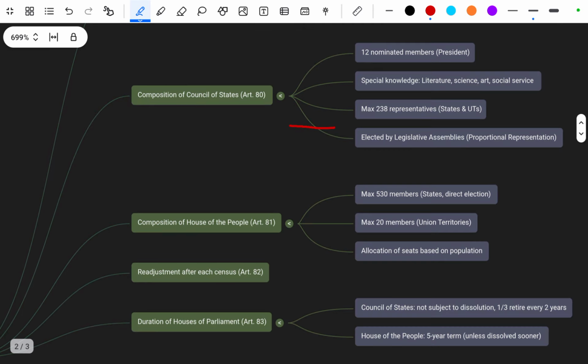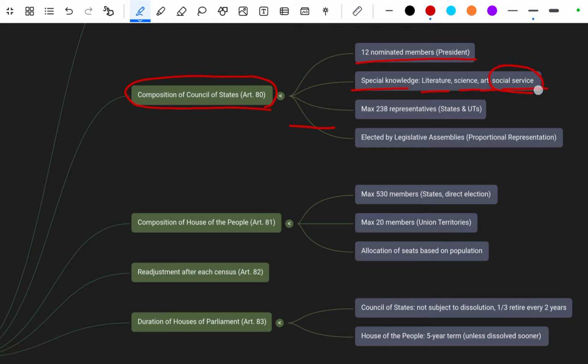Next is the composition of the Council of State, which is mentioned in Article 80. Here there are 12 members nominated by the President who have special knowledge of literature, science, arts, and social service. In PYQs there was a question that may also mention administrative service or civil services instead of social service.